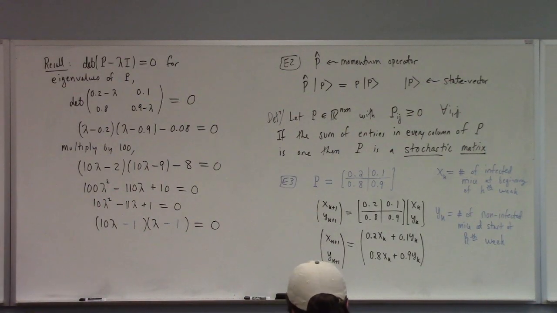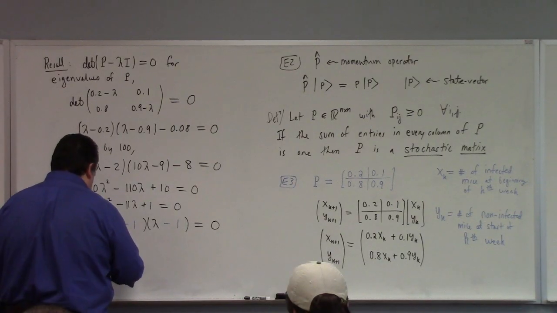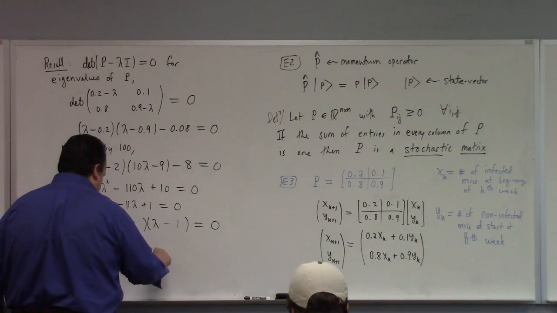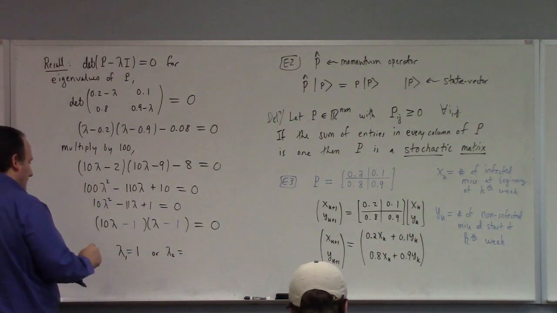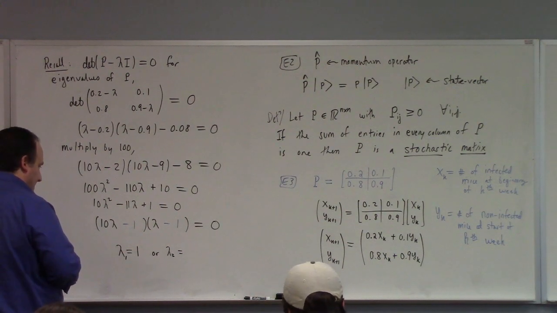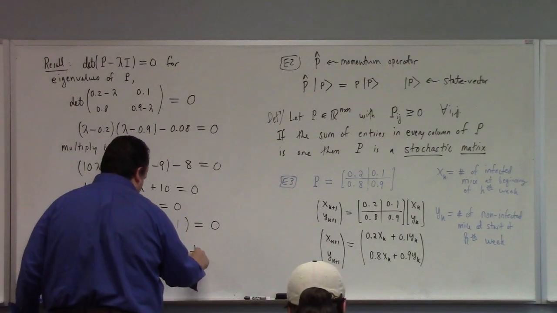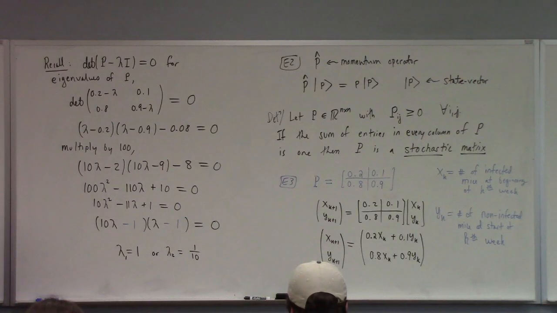All right, so my eigenvalues are, apparently, I've got lambda 1 equal to 1, right? Or lambda 2 equal to, what is it? This is 0 when lambda is what? 1/10? Now let's find the eigenvectors. How do we do that?